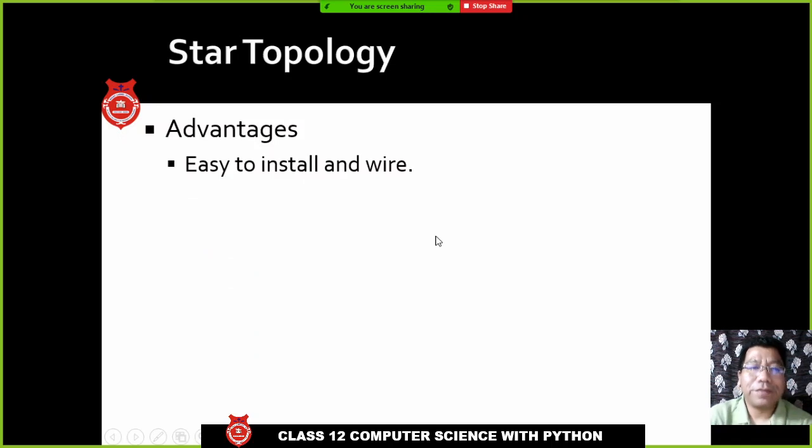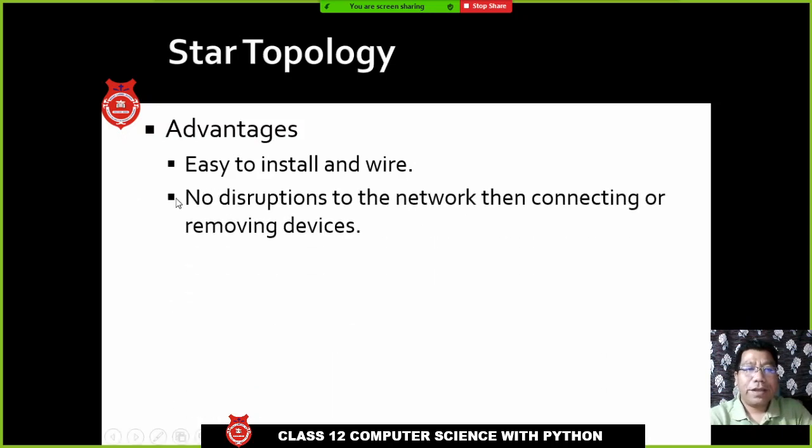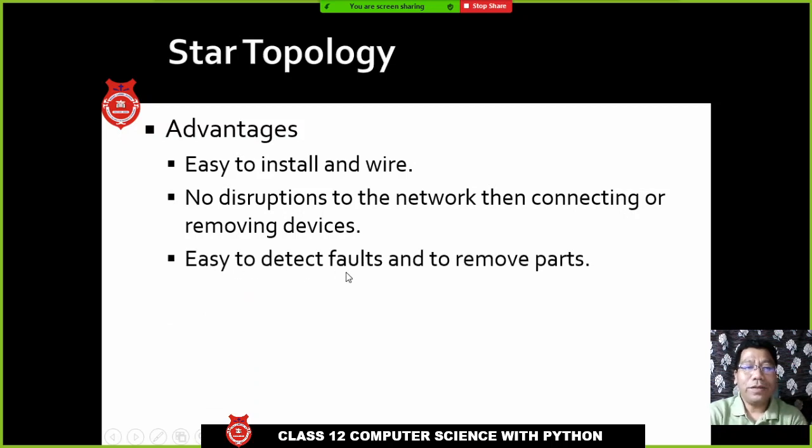What are the advantages of star topology? It is very easy to install and wiring is also very easy, and there is no disruption to the network when connecting or removing devices. For example, if you have 2 or 3 computers at home, you connect to your router through a cable. Even though you unplug one cable, your network will not be disturbed.